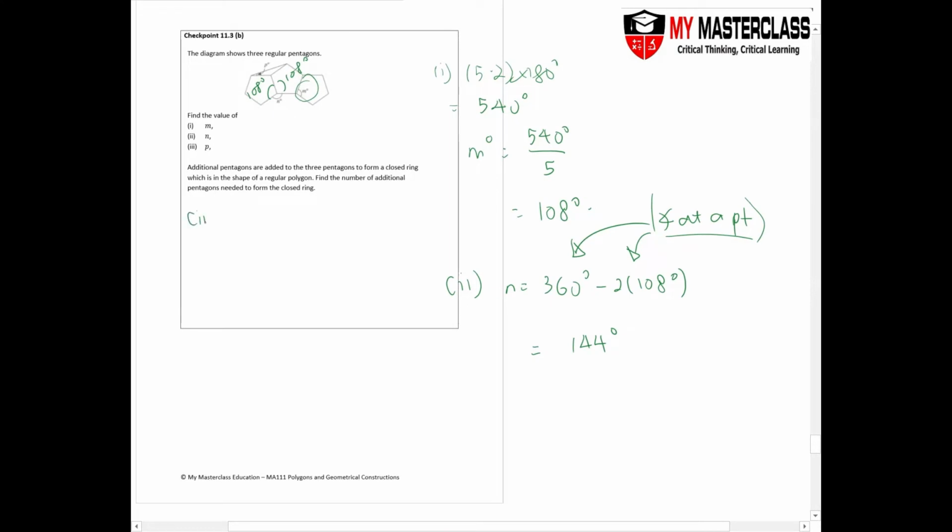Okay, then let's take a look at part 3. Now for P, it's a little bit more unique. I'm going to use red color. You see, regular pentagons means all sides are equal. So what does this tell you? It tells you that this particular triangle is an isosceles triangle.